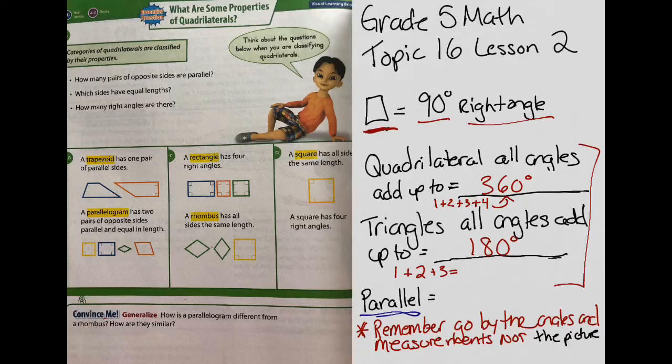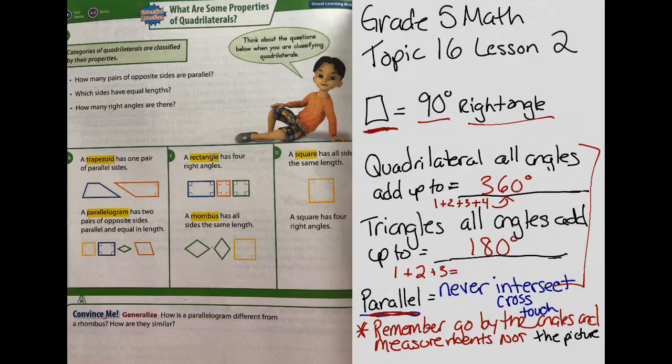I also want to review this term here, parallel. You're going to see that a lot when we talk about quadrilaterals because we're going to be looking at the sides to see if they're parallel or not. Parallel means the lines or the sides will never intersect. Another word for intersect is that they will never cross and they will never touch. And you will see some examples of that shortly.